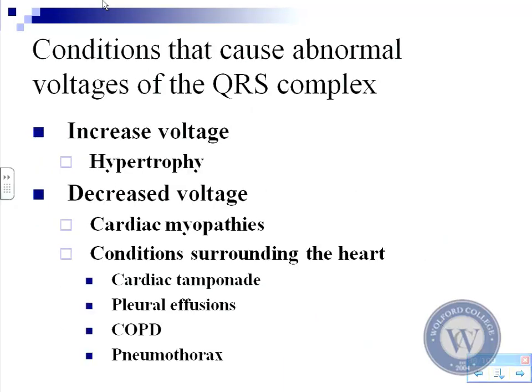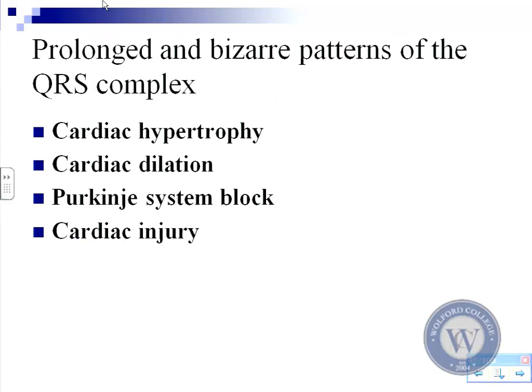The conditions that cause abnormal voltages in the QRS complex: things that increase the voltage will be hypertrophy. Things that decrease the voltage are muscle wasting, or fluid or air between the heart and the EKG on the skin. So cardiomyopathies could cause decreased voltage. Cardiac tamponade, pleural effusion, COPD, or pneumothorax can all lead to a decrease in voltage. Prolonged and bizarre patterns of the QRS complex are usually from hypertrophy or dilation of the heart. You can have alterations in the Purkinje system, including the bundle branches, and you can also see it in cardiac injury patterns.